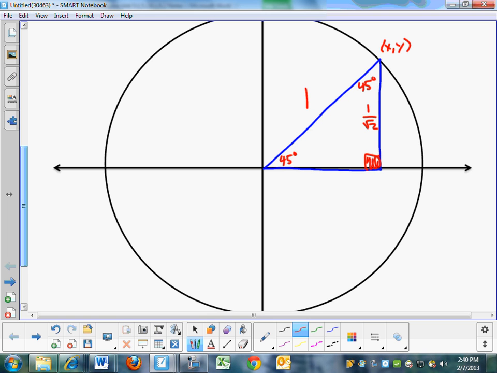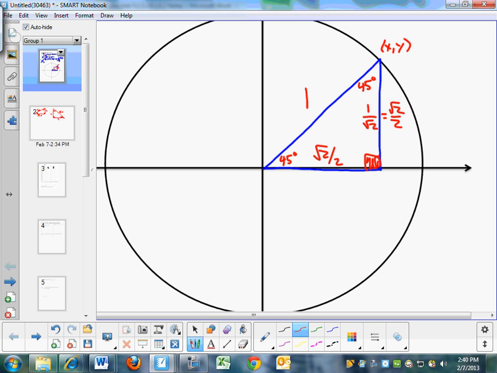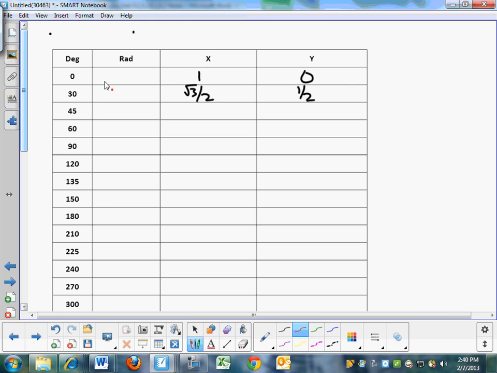I can't have a square root on the bottom, so I have square root of 2 over 2. And the other side will be the same, right? Square root of 2 over 2. So my x and y values are square root of 2 over 2 and square root of 2 over 2, right? Okay, let's transfer it over to the other side. 60, 60, 60.